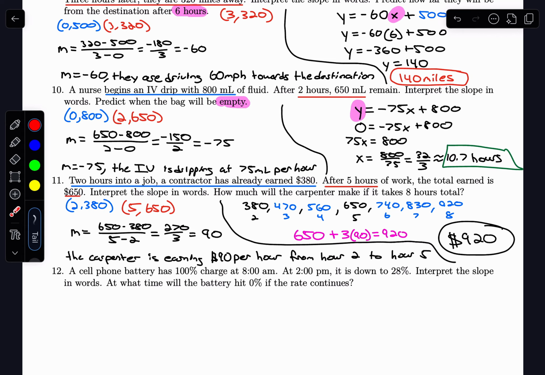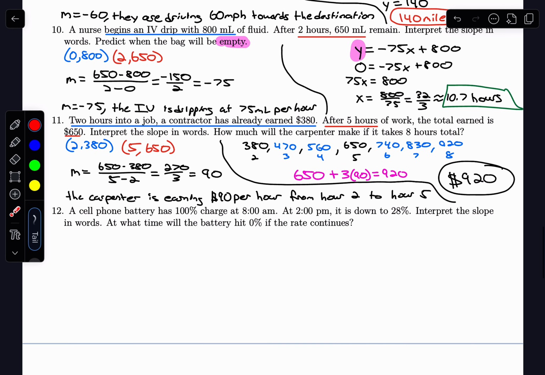The only thing that students would likely do, which is wrong, is to take the 8 hours and multiply by the 90 right away to get $720. But notice that that would be $200 short of what the carpenter is actually expected to make.